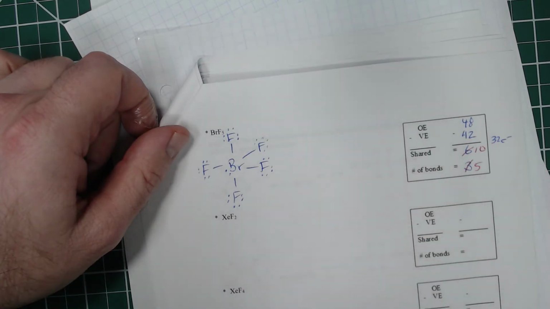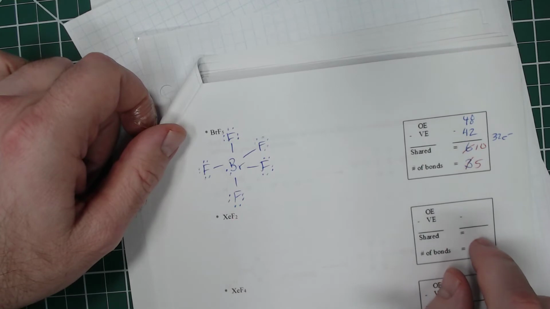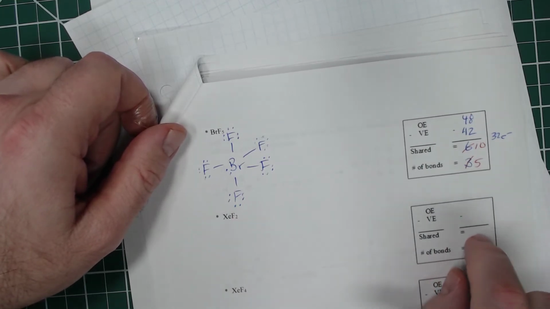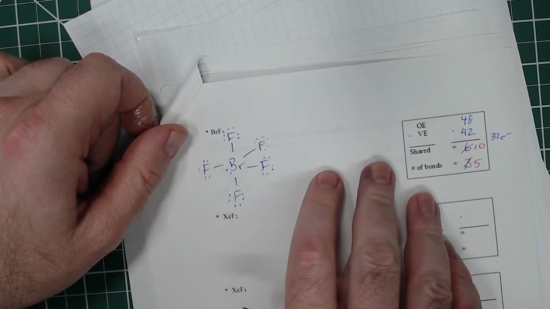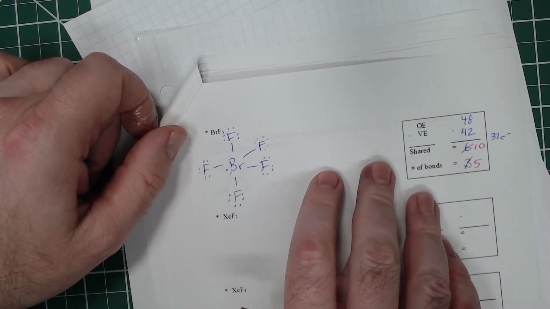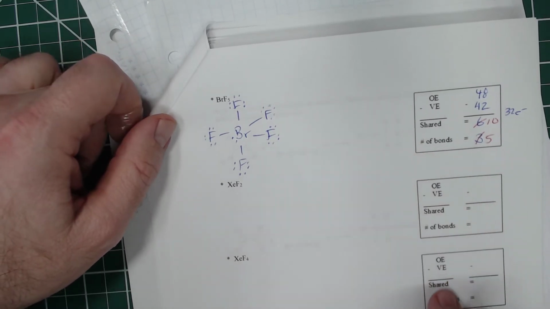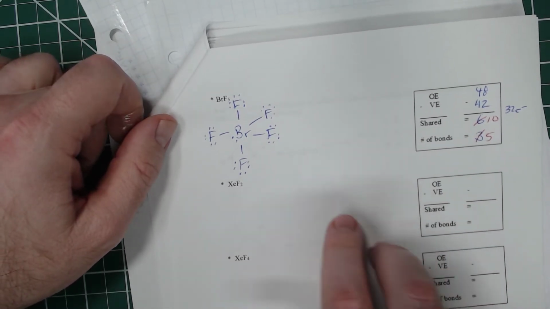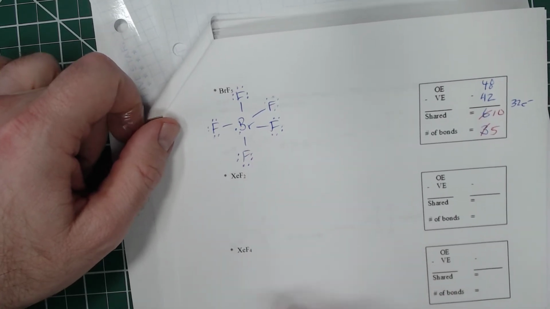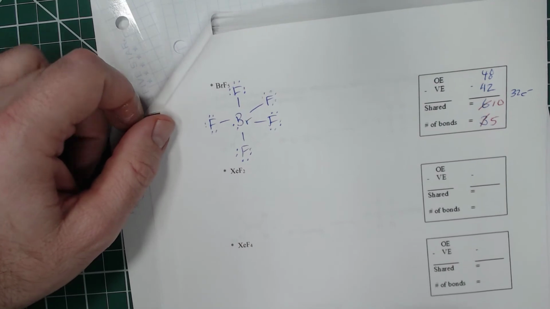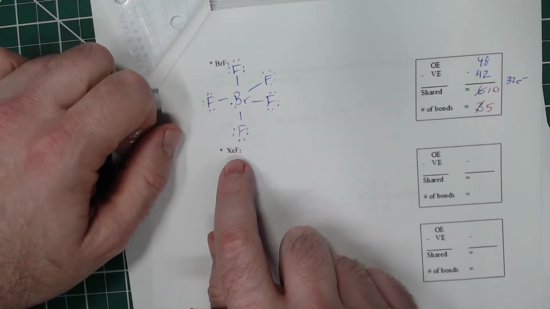Fluorine is in period 2, so it cannot have an expanded octet. So we can't do that on the fluorine, but we can do it on the bromine. If we go through and look at formal charge, we'll see that all of these have a 0 formal charge. So this is the bromine pentafluoride, and that is the structure. This is a ridiculously strong fluorinating agent. Pretty crazy stuff.